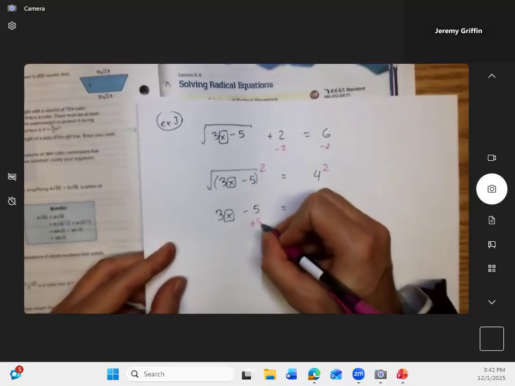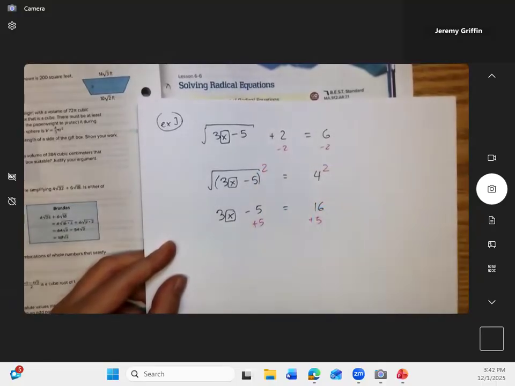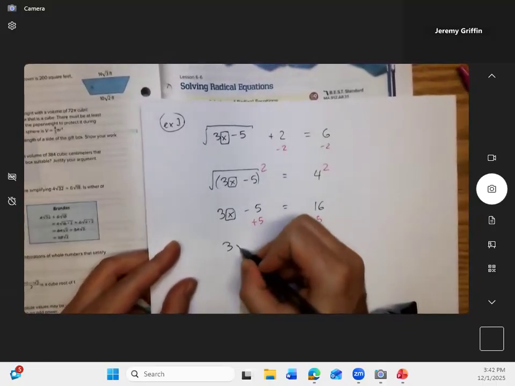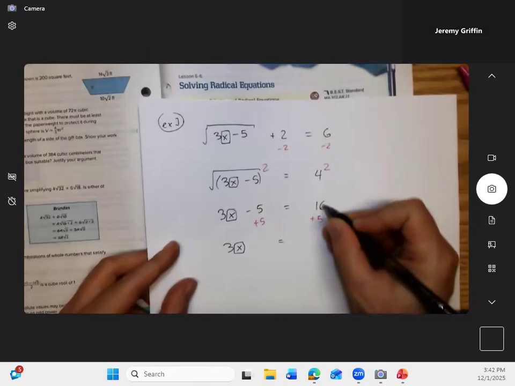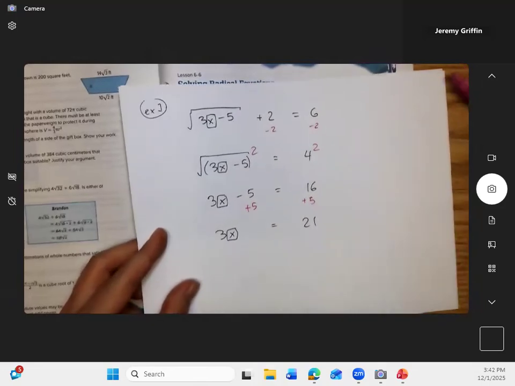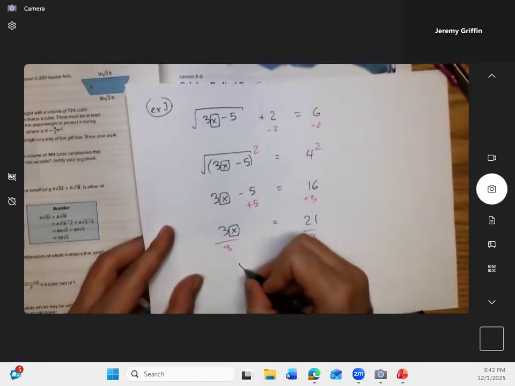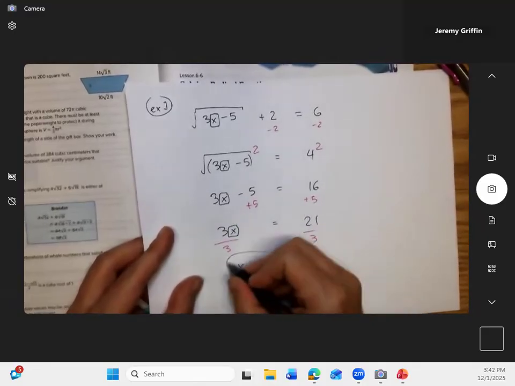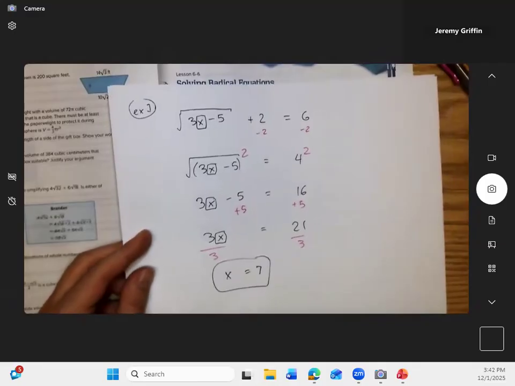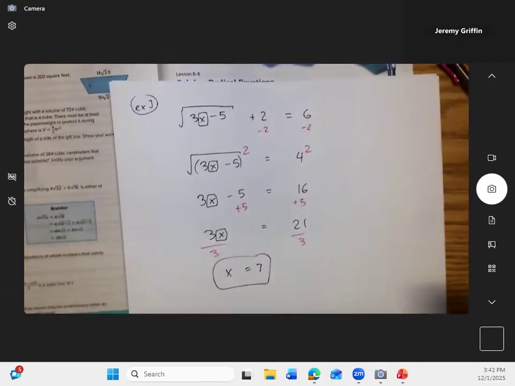Let's do plus 5 on both sides. So that's 3x equals 21. Divide both sides by 3. x equals 7, and that should be it. A lot of the puzzles in this lesson are just like that.